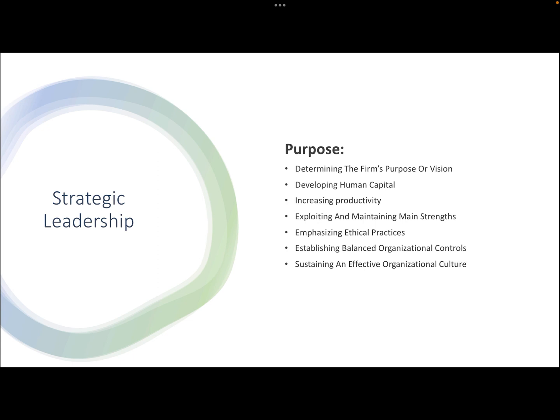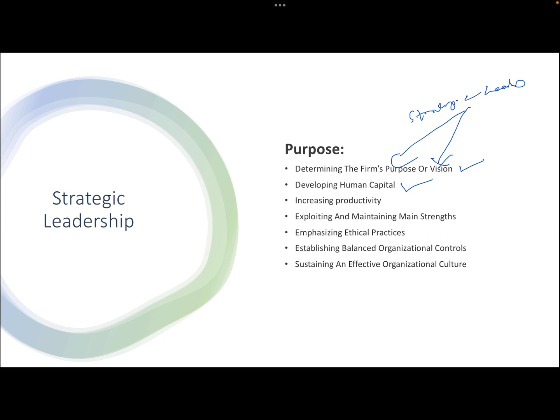Okay, so in detail, if we look into this, strategic leadership is required to determine the firm's purpose or vision. Basic thing, right? Why the firm is established, what is the purpose of the firm, what are the goals, objectives of the firm, everything will be decided by strategic leaders. The firm's purpose or vision, all these things will be determined by the strategic leader.